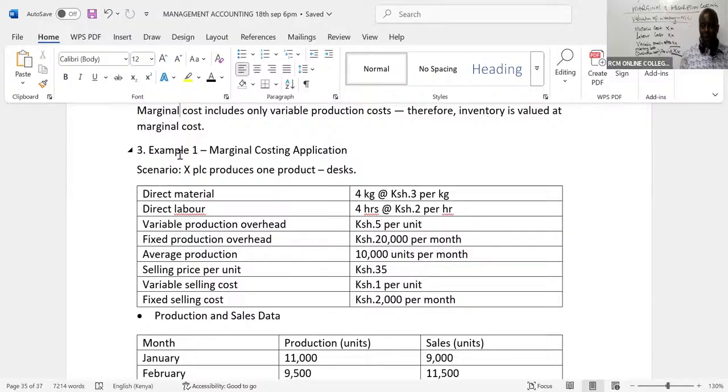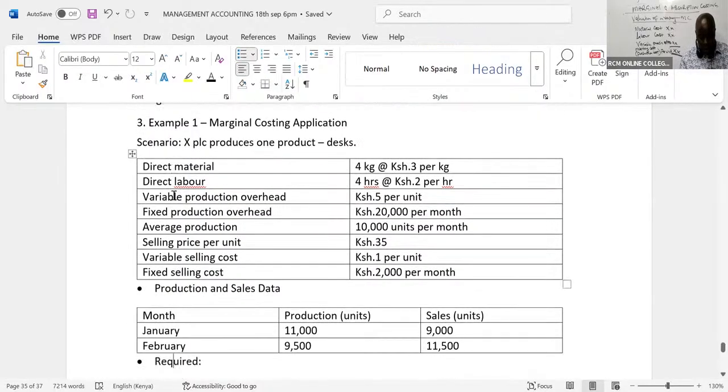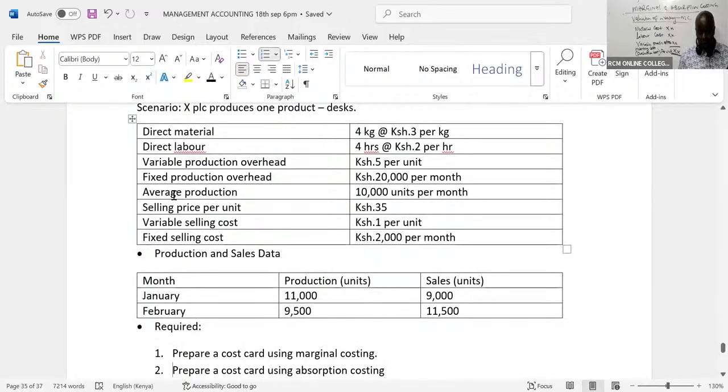I think I took you a bit faster. We have direct materials for a desk, 4 kilograms each going for 3 per kilogram. We have direct labor, 4 hours each going for 2 per hour. Then we have variable production overhead, fixed production overhead, average production, selling price per unit, variable selling cost. Then we have fixed selling cost, 2,000. Then you can see the quantities for the month of January. We produced how many units?